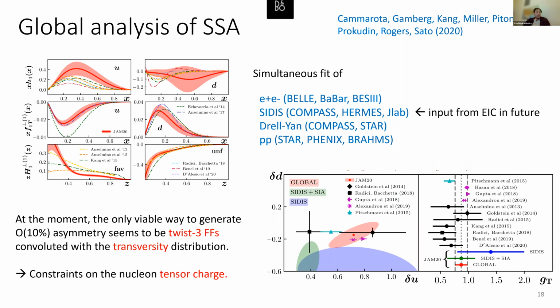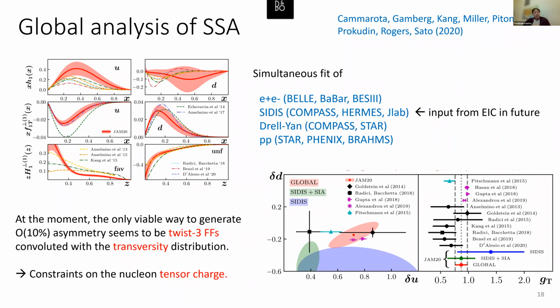And the conclusion right now is that at the moment, the only viable way to generate a 10% asymmetry seems to be the twist-3 fragmentation function. So as I said, this twist-3 fragmentation function can be a complex function, so you can get the i from there. And this seems to be likely the origin of the large single spin asymmetry.